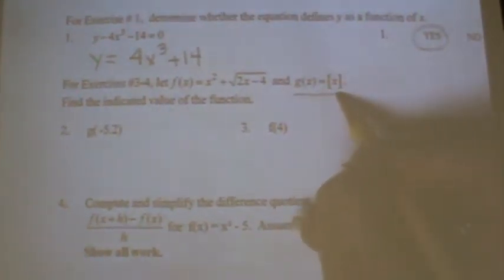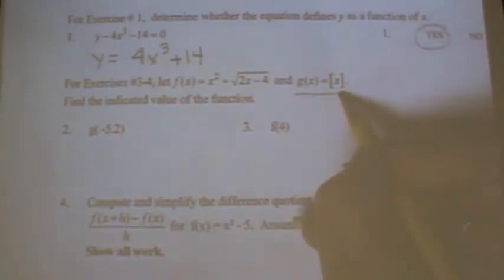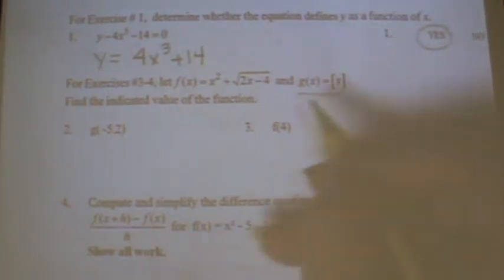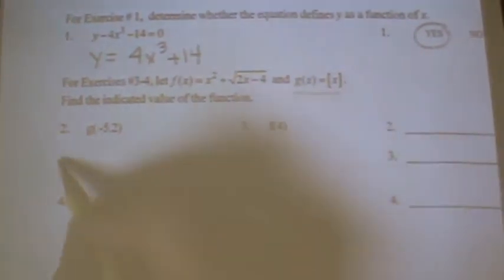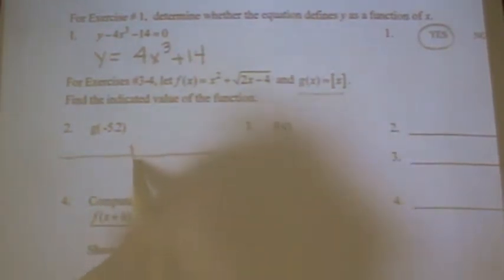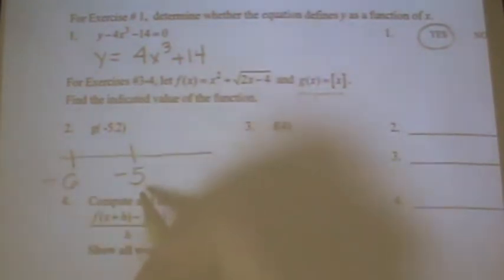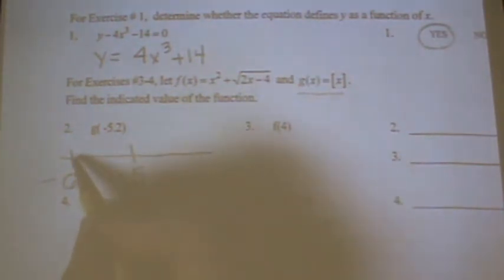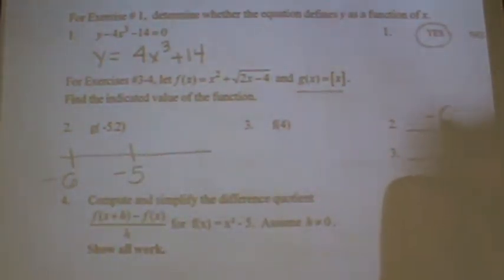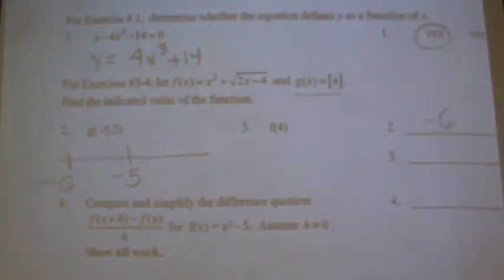Does this mean absolute value? No. It's the greatest integer, right? You round down. You go to the left. Well, where is negative 5.2? Think of a number line. Here's negative 5.2. Go to the left. So what's the answer? Negative 6.